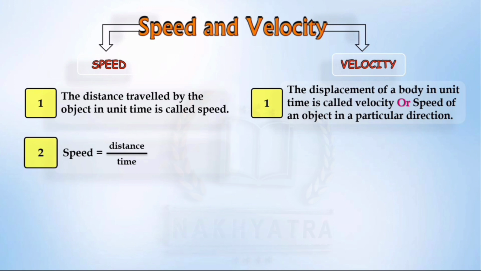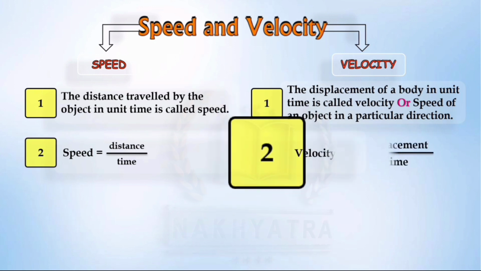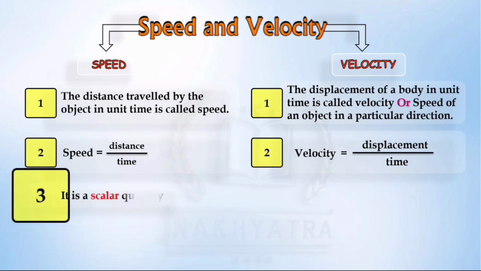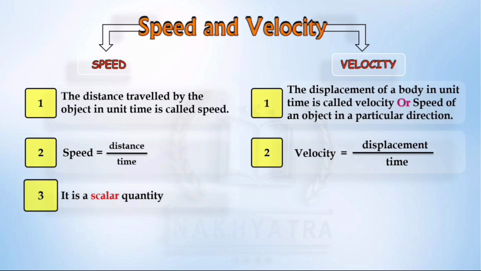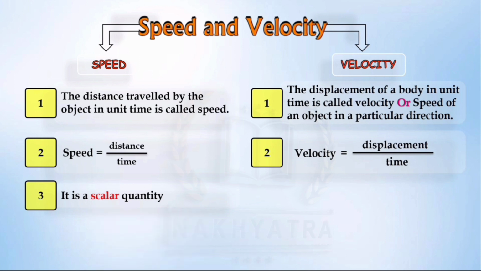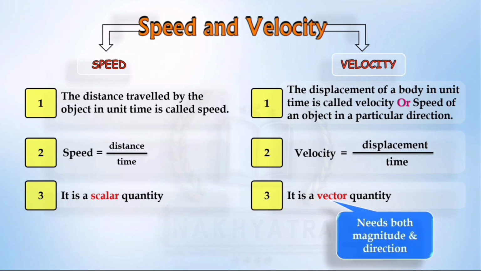Now second point: speed is equal to distance by time, and for velocity it is displacement by time. Speed is a scalar quantity, that means it has only magnitude and no direction. But velocity is a vector quantity. It has both magnitude and direction. So keep these points for speed and velocity. If necessary, note it down.